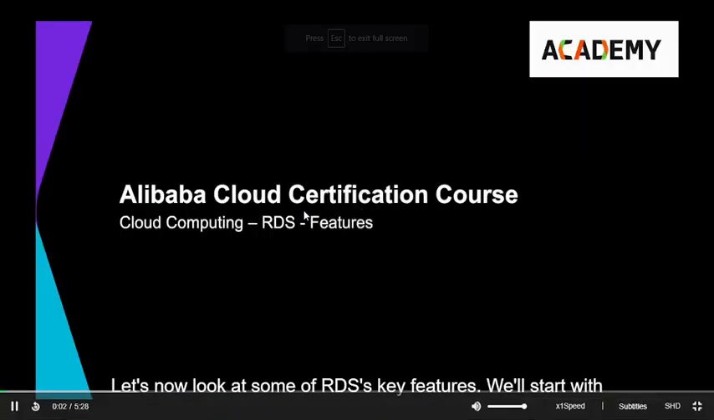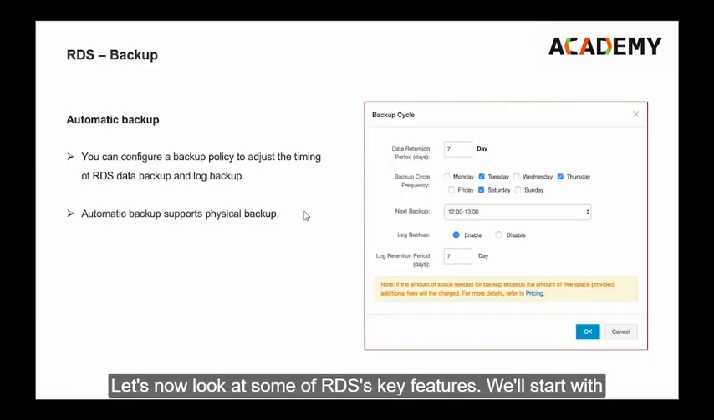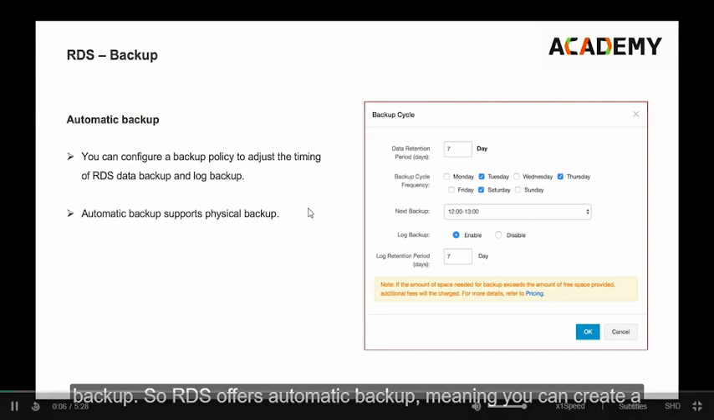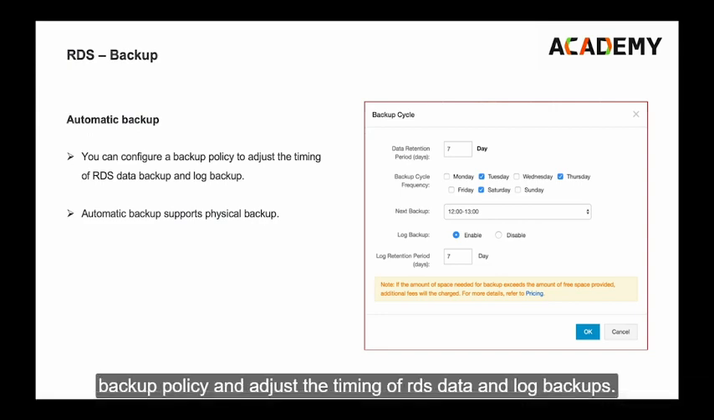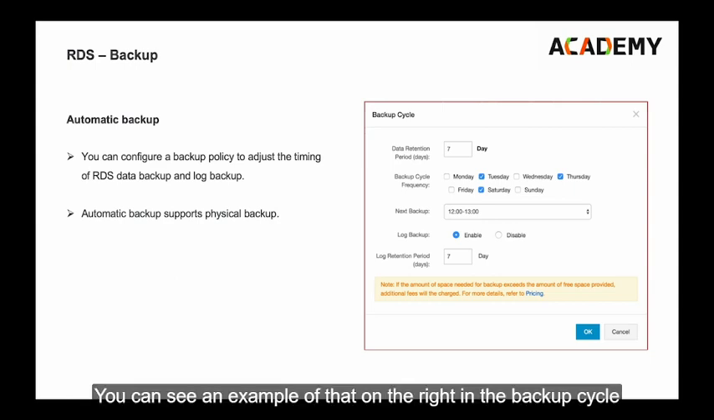Let's look at some of RDS's key features. We'll start with backup. RDS offers automatic backup, meaning you can create a backup policy and adjust the timing of RDS data and log backups. You can see an example of that on the right in the backup cycle configuration for an RDS instance.